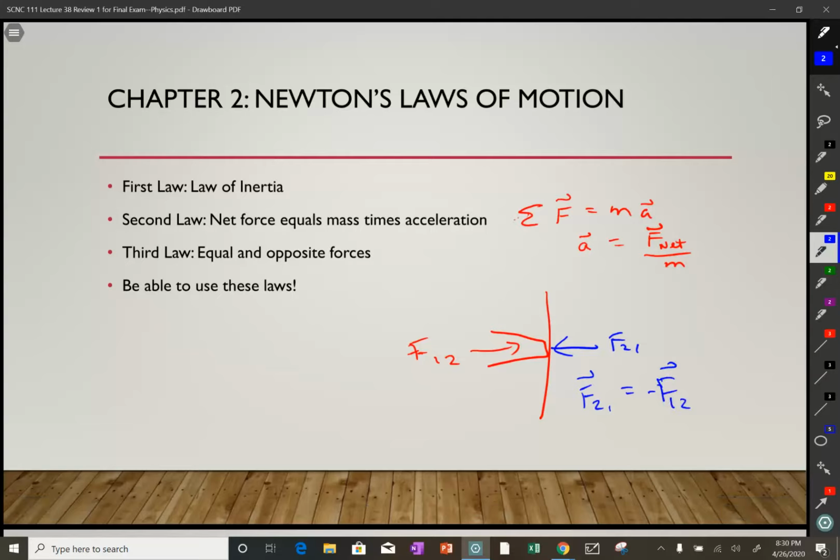Like I said in class, if you punch a wall, that wall puts an equal and opposite force on your fist. If your fist is stronger than the wall, then the wall breaks. If the wall is stronger than your fist, then your fist breaks. So make sure you know those laws and can use them. Let's just do a simple example.